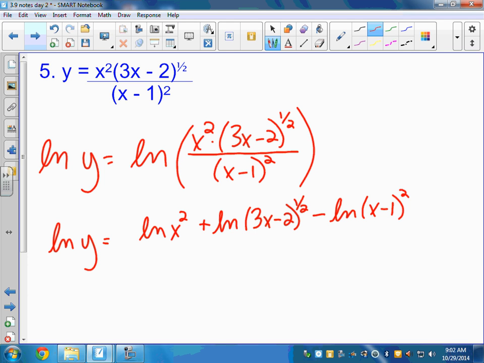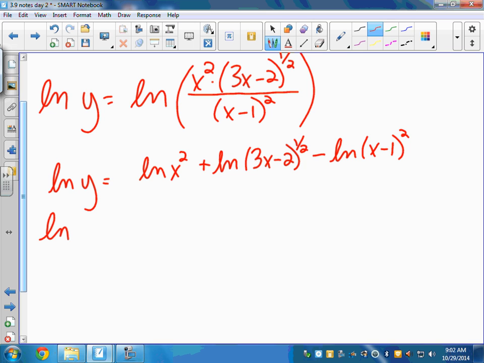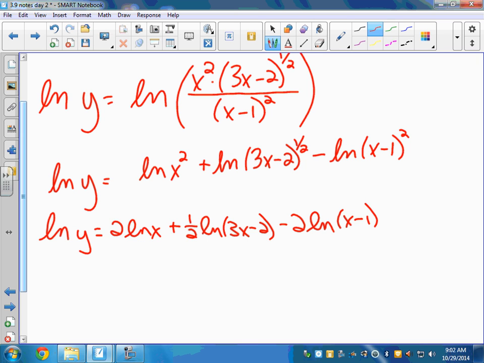And you might say this still looks pretty bad, but there's one more rule for logarithms. What can we do with exponents? We can bring them out front, which means we can even make these easier to take the derivative of. And usually I do this all in one step. But I'm going to write this as 2 ln of x plus 1/2 ln of 3x minus 2 minus 2 ln of x minus 1.